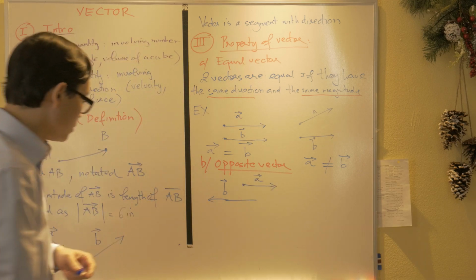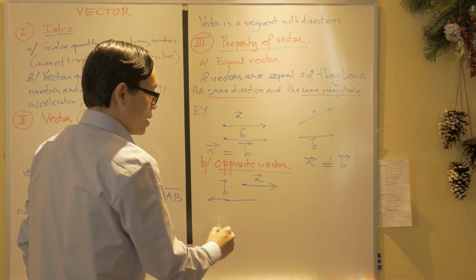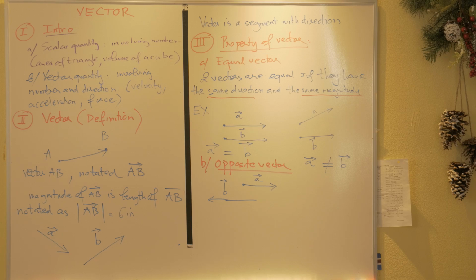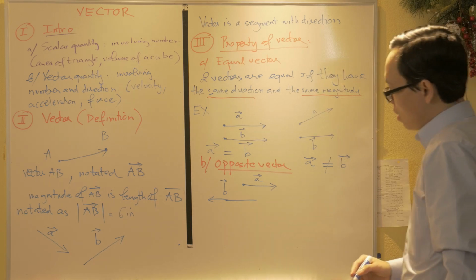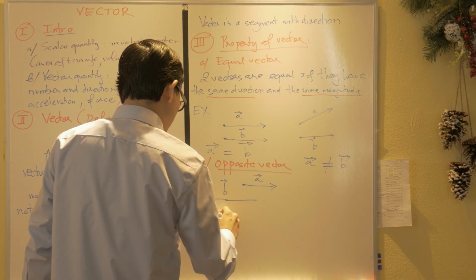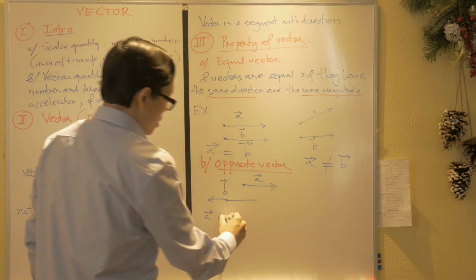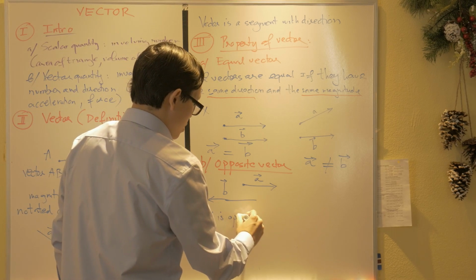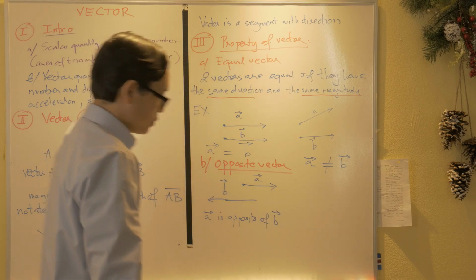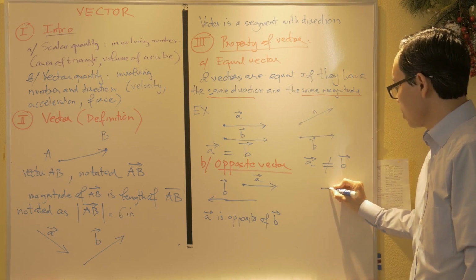So I say that vector A is opposite of vector B. Okay. Or we have something like this. We can say it is opposite to each other.